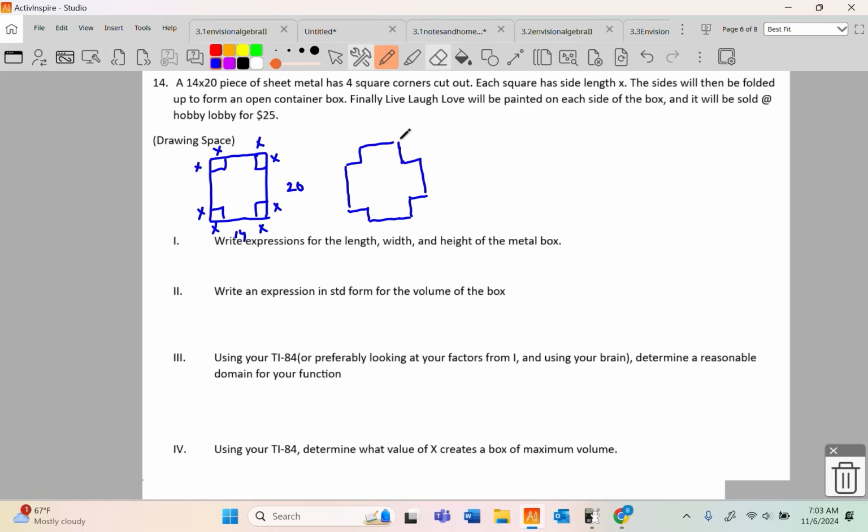And let's think about what happened. This was 14 and we took away 2 x's. So this is now 14 minus 2x. And this was 20. We took away 2 x's, so now it's 20 take away 2x. And, do this at home. Take your piece of paper, cut out 4 corners, and then do what it says. The sides will be folded up to form an open container box. The big issue I think kids have, of course, some kids don't understand what I'm doing here, but the other issue they have is how tall it is. Remember, these were x units tall. There you go.